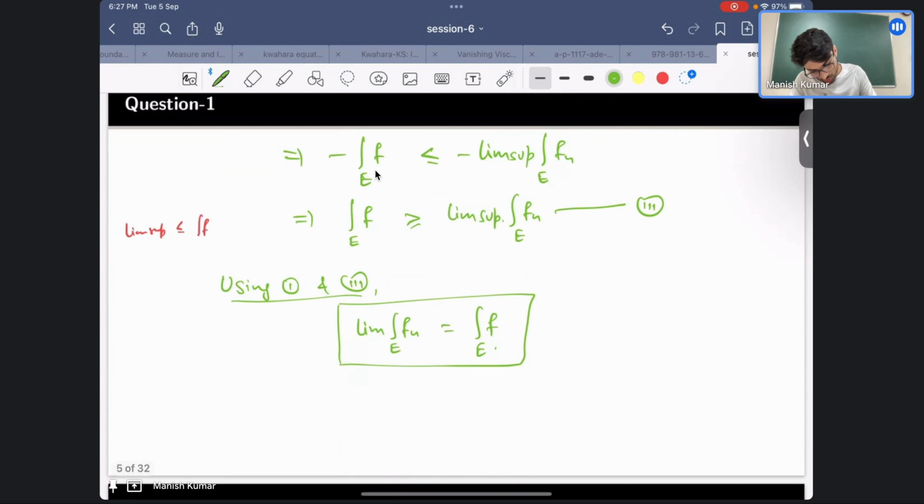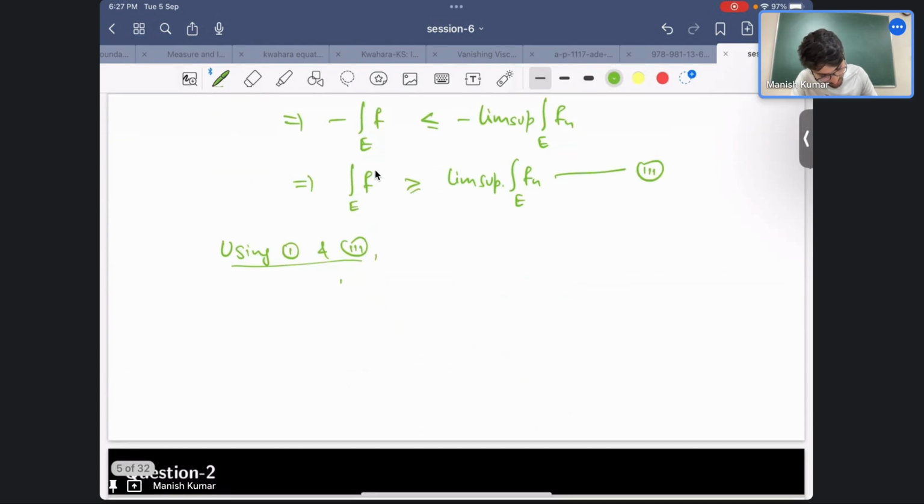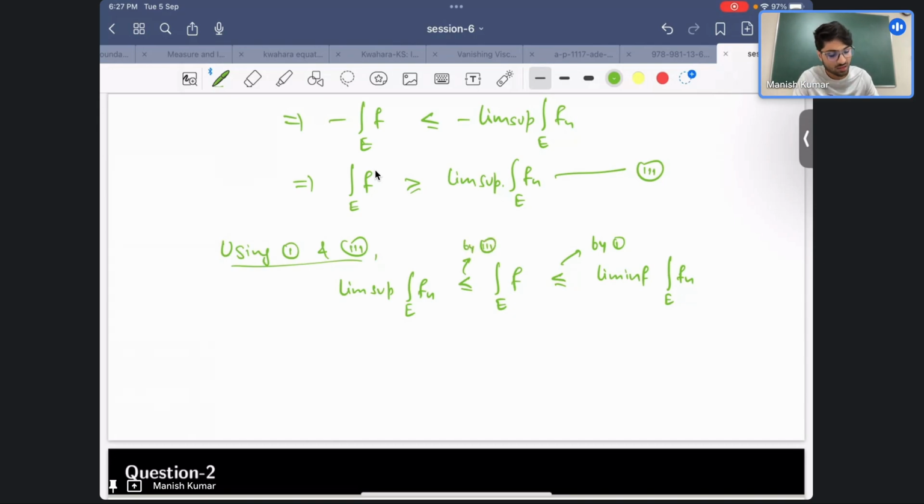Now if I combine this, what I get is that lim-sup of the integral of fn over E is less than or equal to the integral of f over E, by 2, by this 3, and this is less than or equal to lim-inf of the integral of fn over E. This is by 1 and this is by 3. And you know lim-inf is always less than or equal to lim-sup, right? So this is lim-sup of the integral of fn over E.